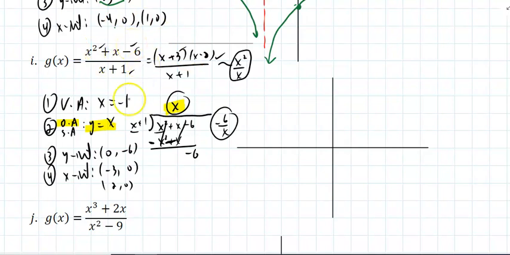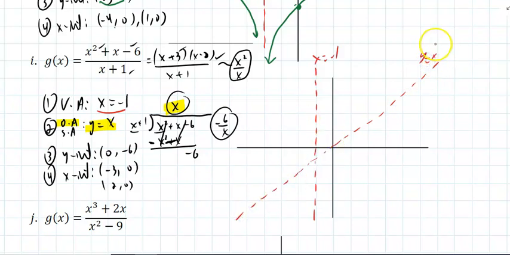So let me draw my asymptotes first. X equals negative 1. Y equals x. Zero, negative 6. 1, 2, 3, 4, 5, 6. 3, negative 3, 0. 2, 0.